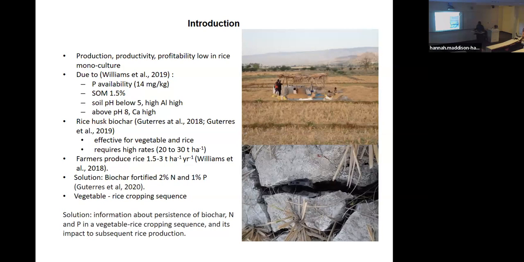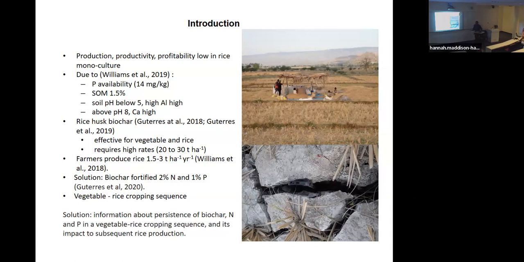Then in 2018, the National University of East Timor promoted rice husk biochars in order to increase vegetable and rice production in the paddy field areas in Timor-Leste. But the amount required for application is very high, between 20 and 30 tons per hectare. It's very huge, while in East Timor, farmers are only able to produce 1.5 to 3 tons per hectare. So the biomass is not enough for biochar production in Timor-Leste.